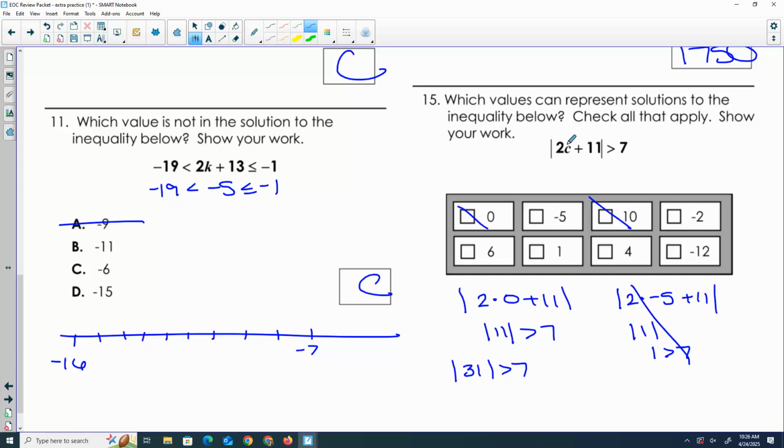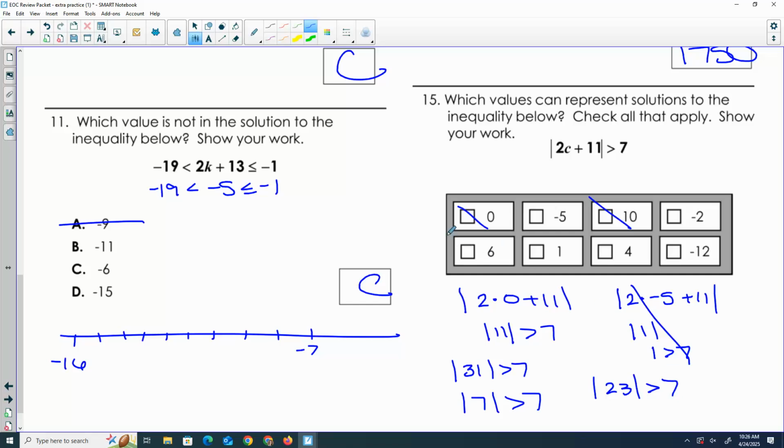Put in a negative 2. 2 times negative 2 plus 11. What do you get? Is the absolute value of 7 bigger than 7? No, they're equal, not bigger. All right, try 6. So 2 times 6 is 12, plus 11, 23. Is the absolute value of 23 bigger than 7?